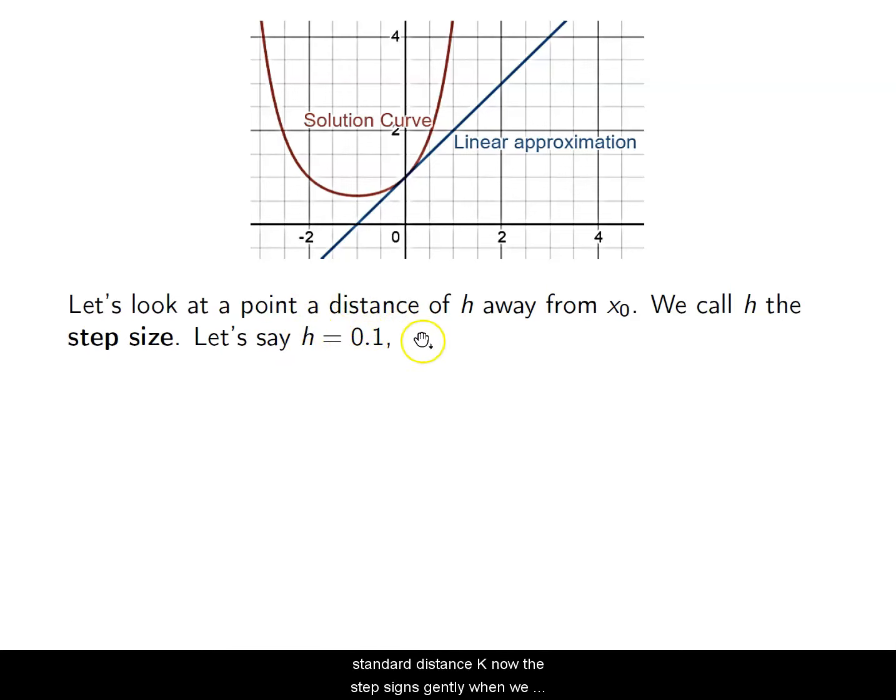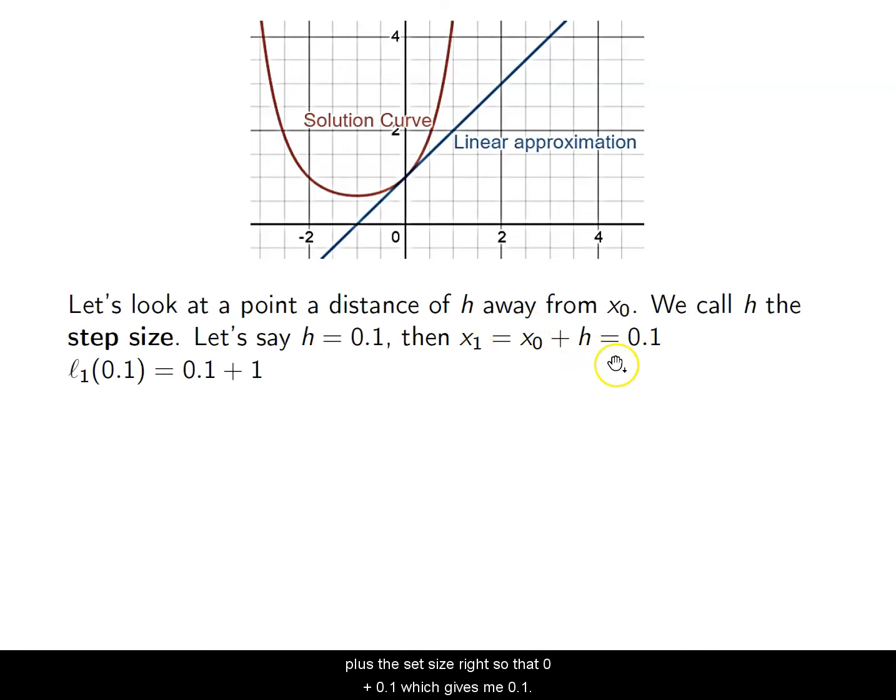Now the step size, generally when we are given these problems, will be given to us, right? They'll say use a step size of 1. Use a step size of 1/2, 0.5. Use a step size of 0.2, right? They'll tell you what the step size is. Okay, so our new input is going to be our old input plus the step size, right? So that's 0 plus 0.1, which gets me 0.1.